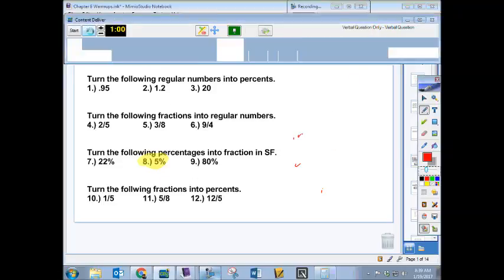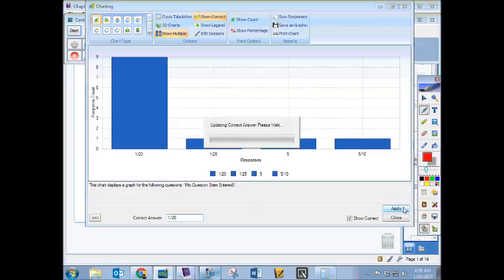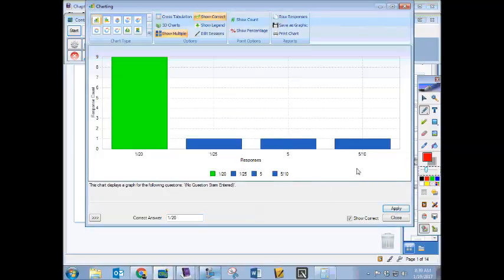All right, here we go. I'm ending, sorry. All right, so 1/20th was the correct answer. 1/20th was the correct answer there. Now, got some different answers there.